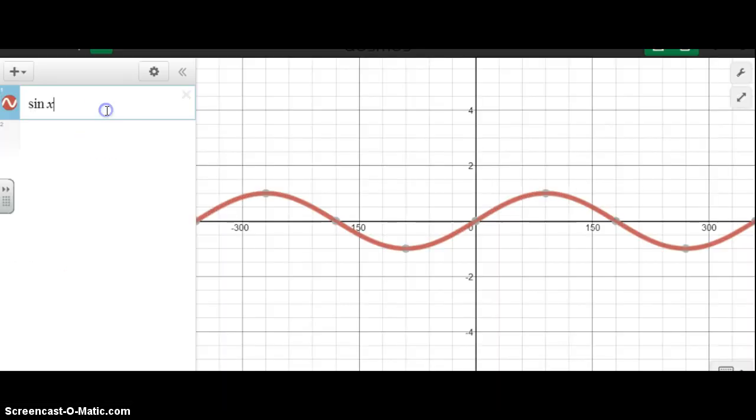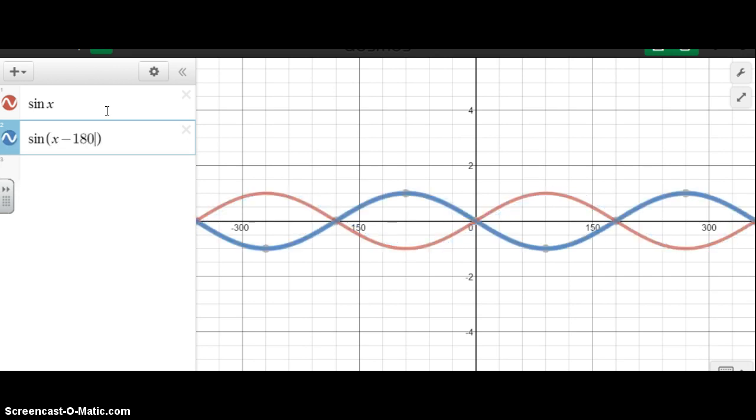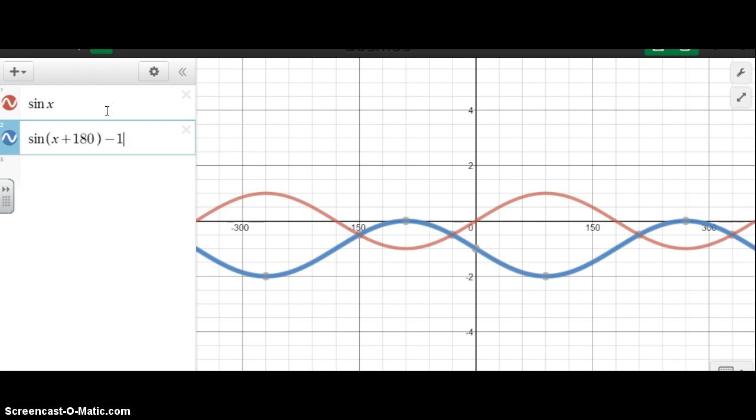Here we are in Desmos. I'm going to graph our answer. So sine of x plus 180 to shift it to the left 180 degrees, and minus 1 to shift it down 1 unit. Now there's something wrong here. Let's look at this graph. Does it match what we want?